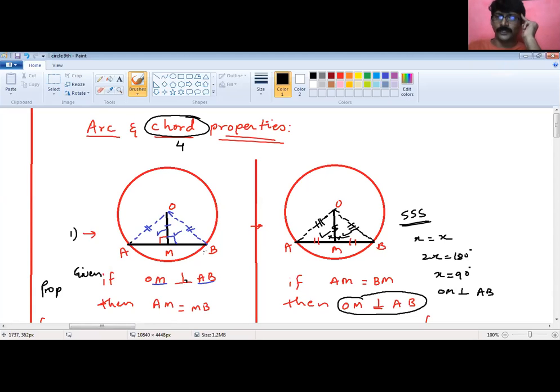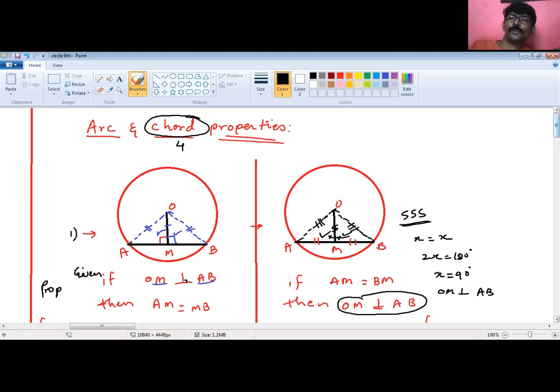That's a property. And now what will be the converse? Simple. A line drawn from the center, if it is bisecting the chord, then it would be perpendicular. So this is property number 2. So we learned property number 1 and property number 2. We will first learn these two properties in detail, and then we'll switch to property number 3 and 4 in a little while.